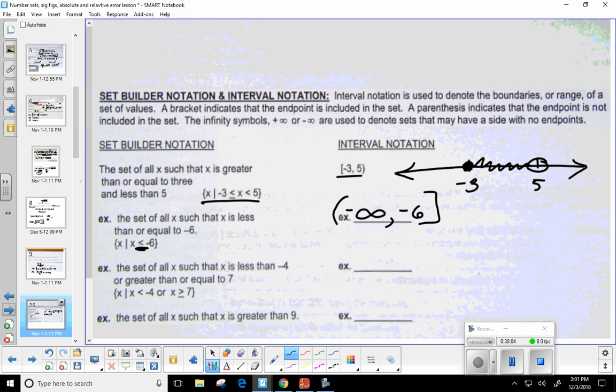So these two items are saying the exact same thing. And if I wanted to sketch it, here's my number line. The only value I have is -6. Open or closed?